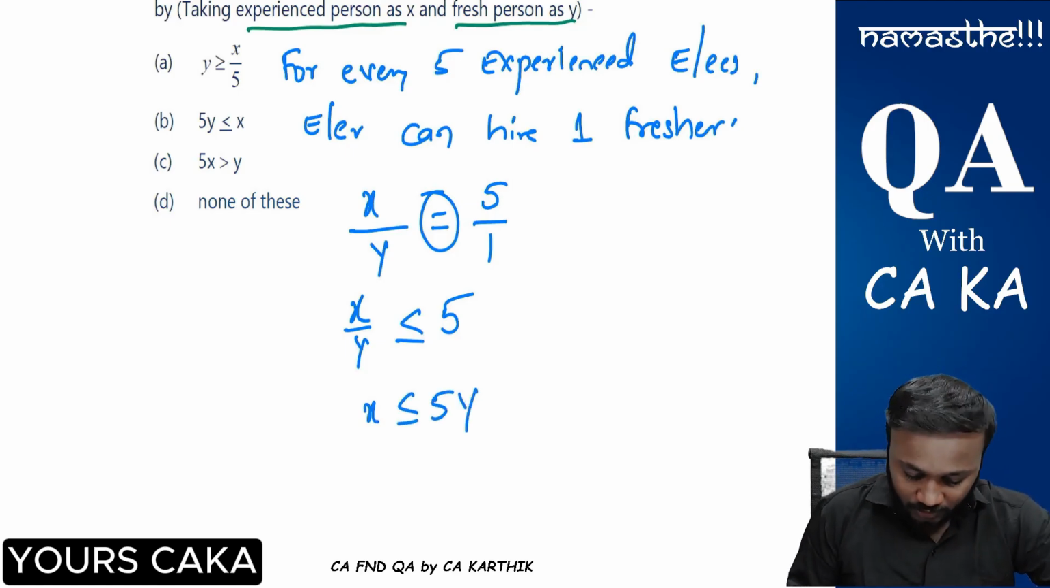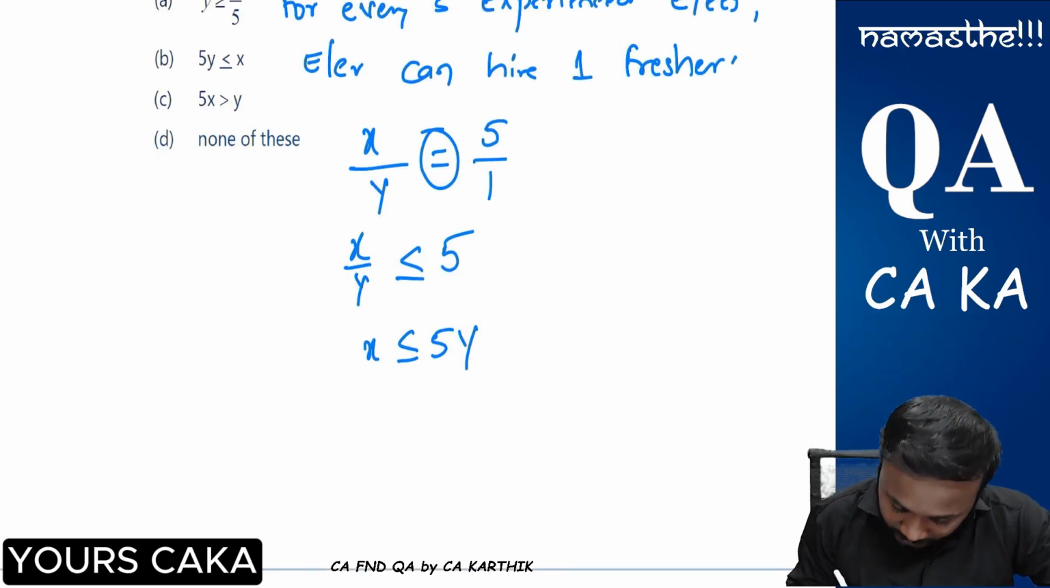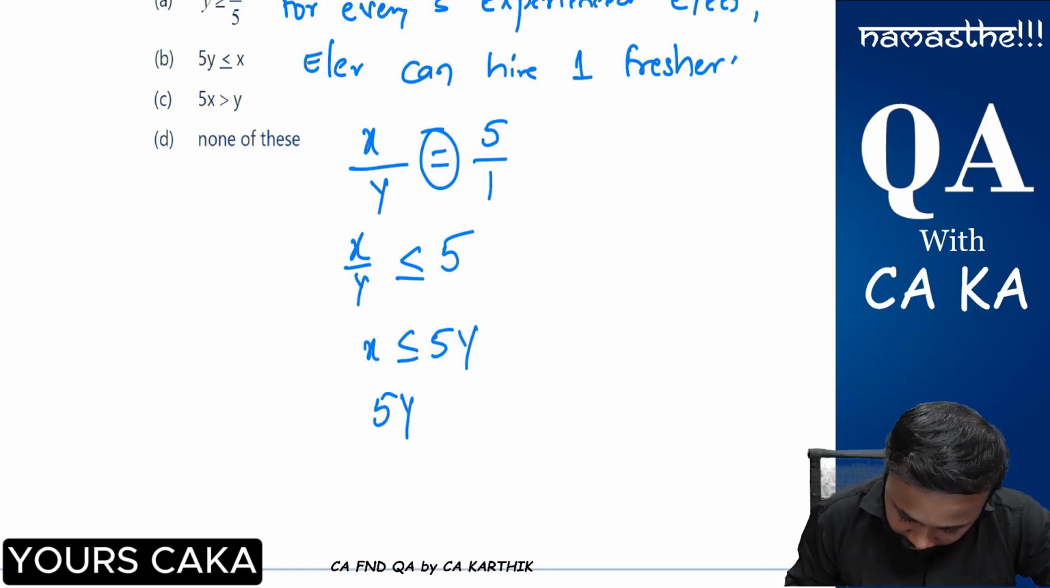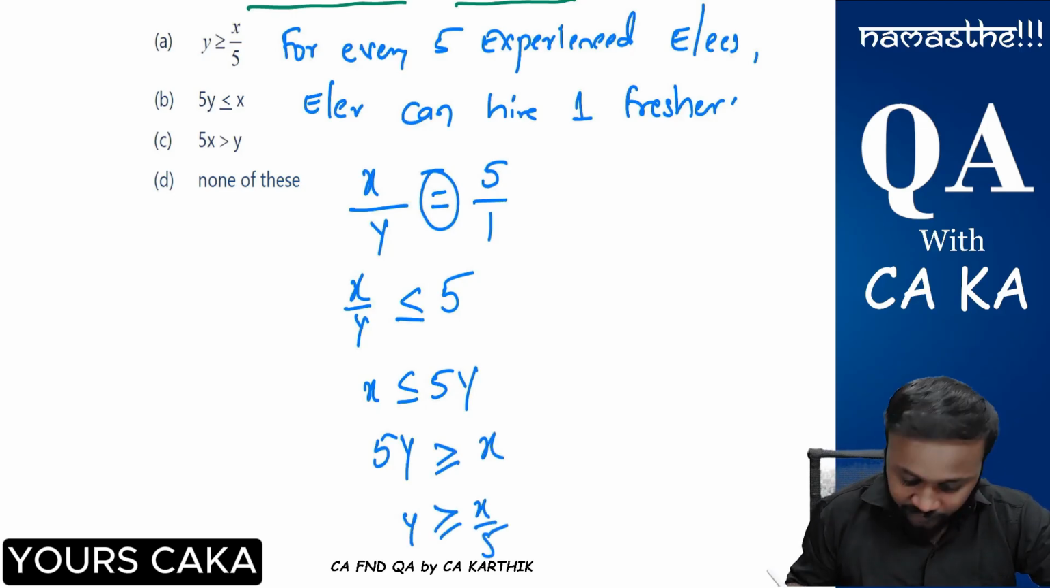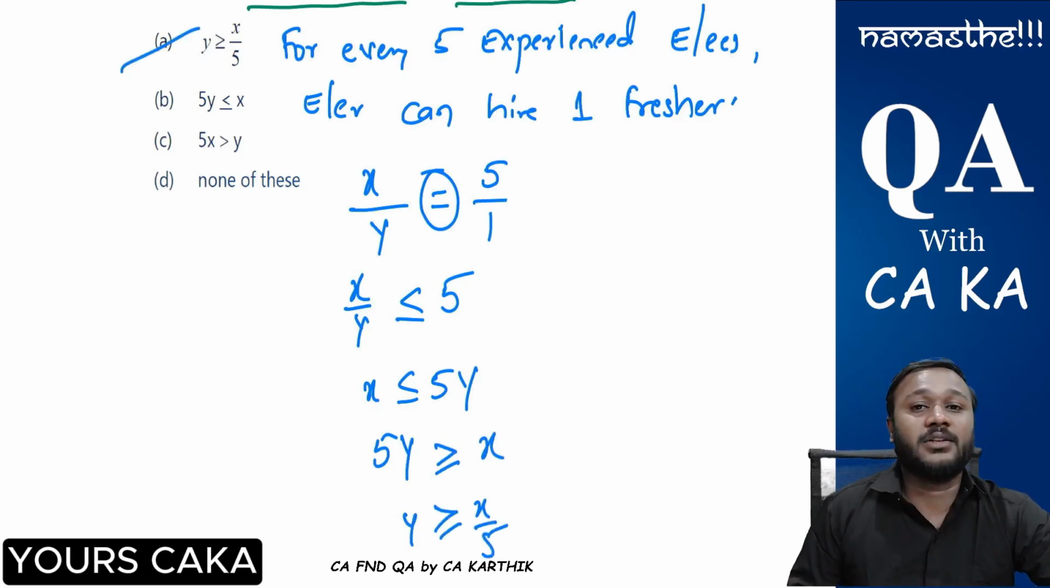But if you see in the question, there is nowhere this option, but there is in Y terms. Let's convert this into Y terms. So 5Y greater than or equal to X. So Y is greater than or equal to X by 5. So option A is your matching and that is your right answer.